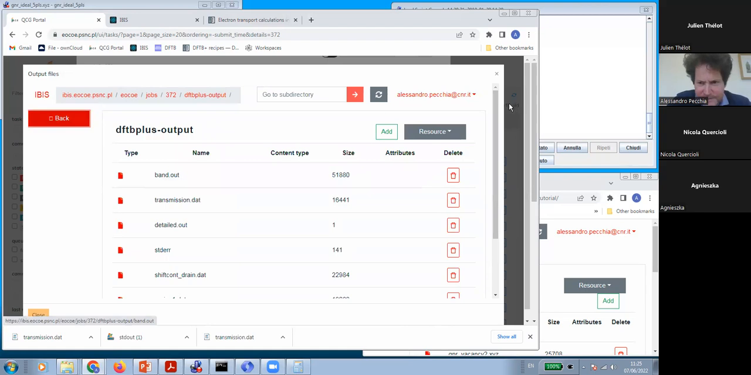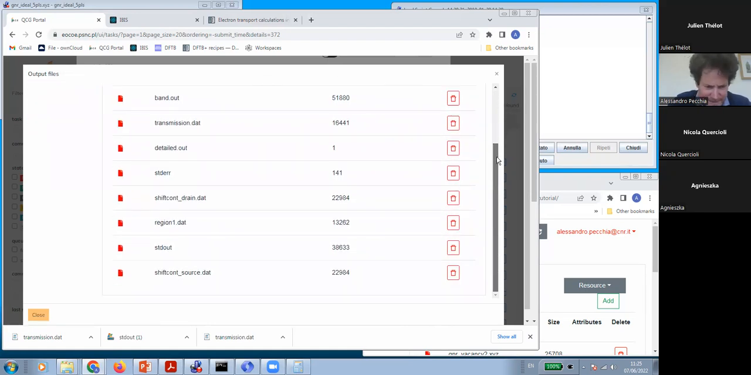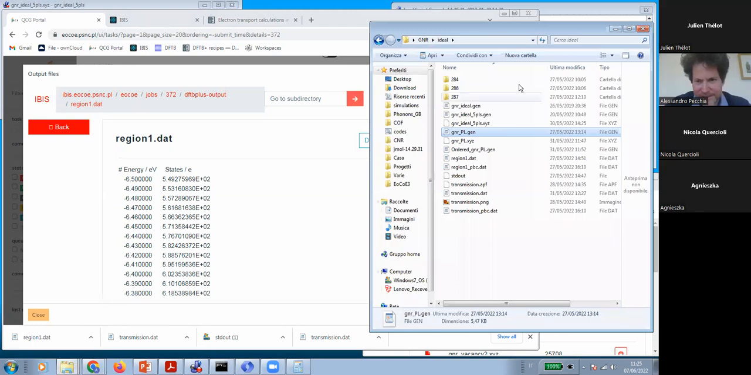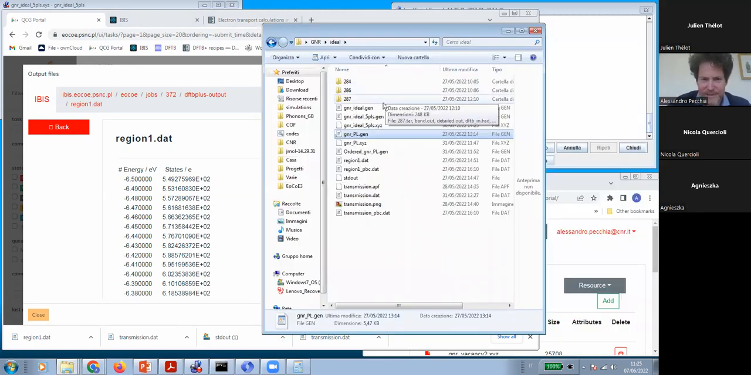And another piece of information is the density of states. The full DFTB code allows you to project the density of state on whichever atom or orbital you like. In this simplified web interface, we can calculate at the moment the density of state on the entire, let's say, central region. So projected on all the atoms on the central region. This can be downloaded, but in fact, I already downloaded and created these files and moved these files to a folder.